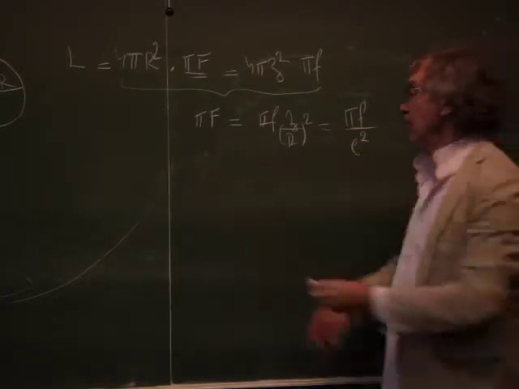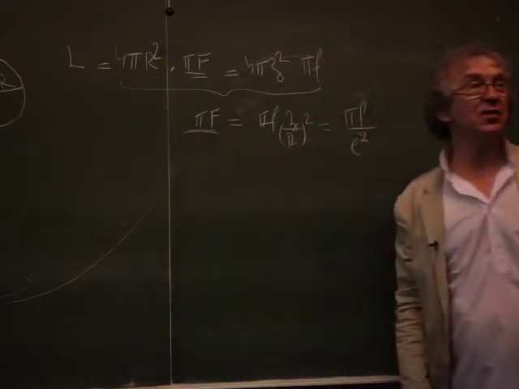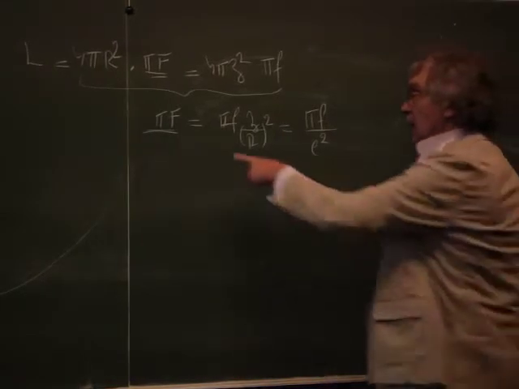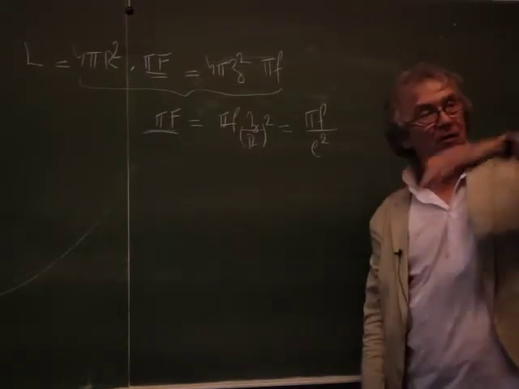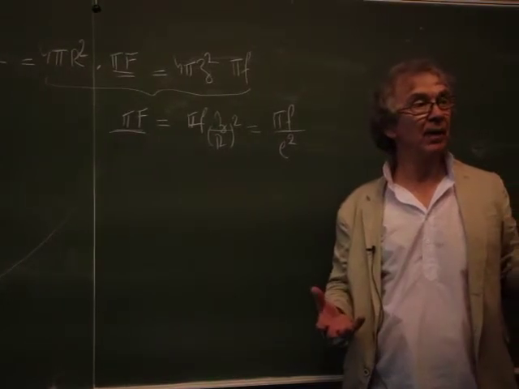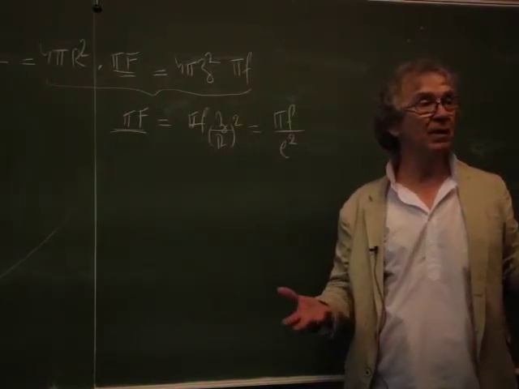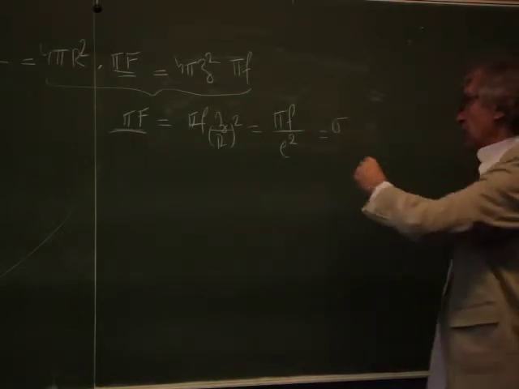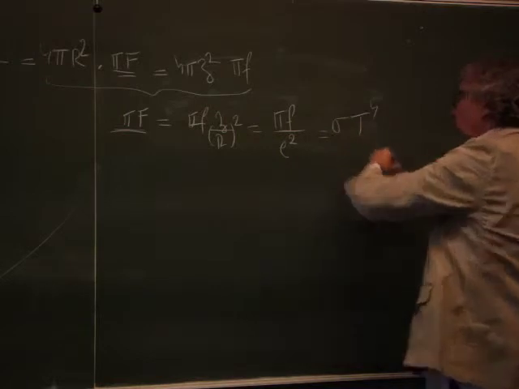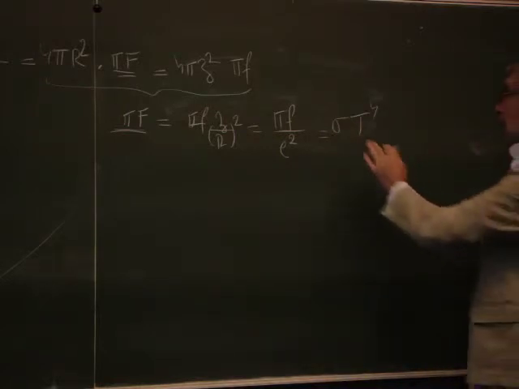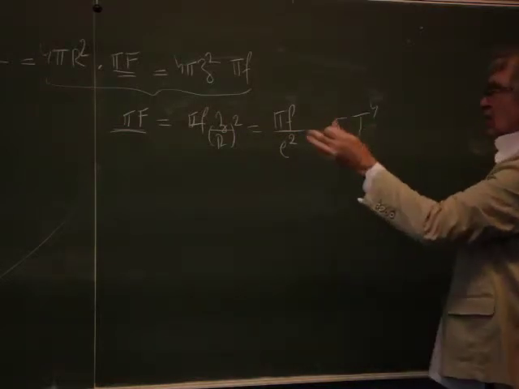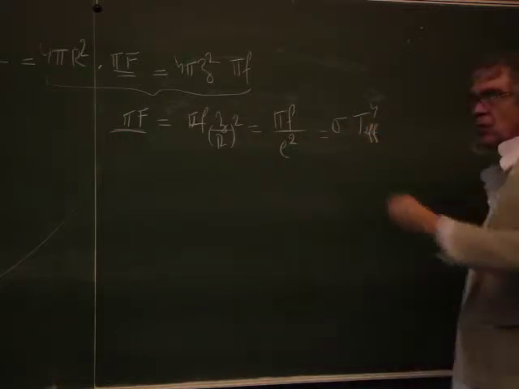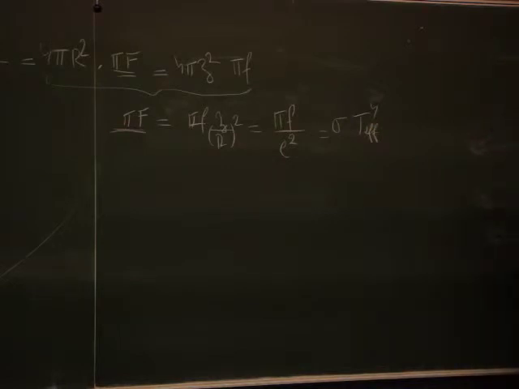Now what we know, under the assumption that the star emits like a black body, is that the total flux emitted by a black body is given by the Stefan-Boltzmann law, which is equal to sigma, the Stefan-Boltzmann constant, times the temperature to the power 4. If it's not perfectly a black body, you would call this the effective temperature. If it is a black body, it's the absolute temperature.